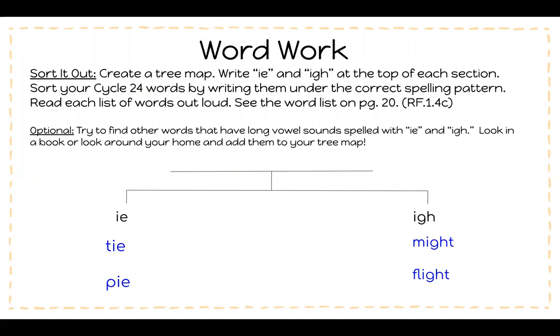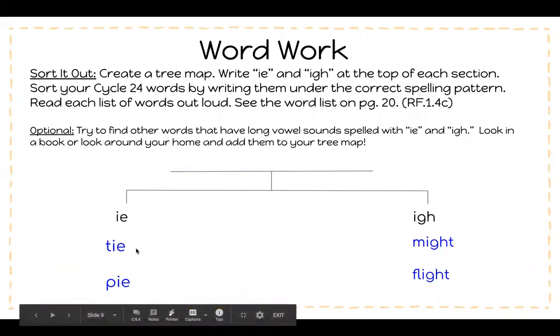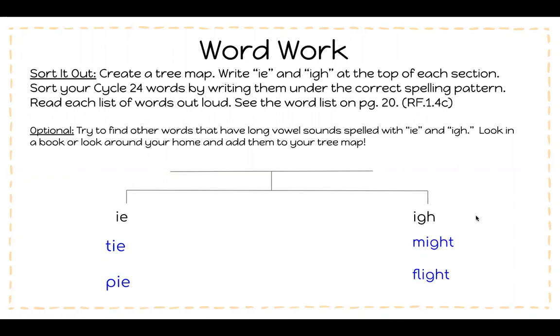So I've given you an example of how you can set up your tree map. I have IE over here with some examples like tie, pie, and then I have IGH over here for might, flight. Okay, you have an optional activity of trying to find other words that have the long vowel sounds spelled with IE and IGH. Look in a book or look around your home and add them to your tree map. See how many you can find.